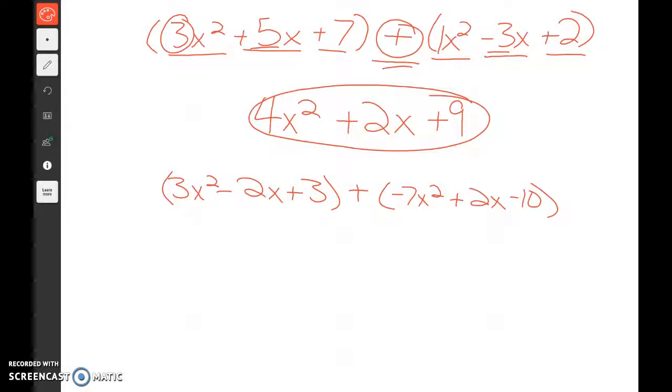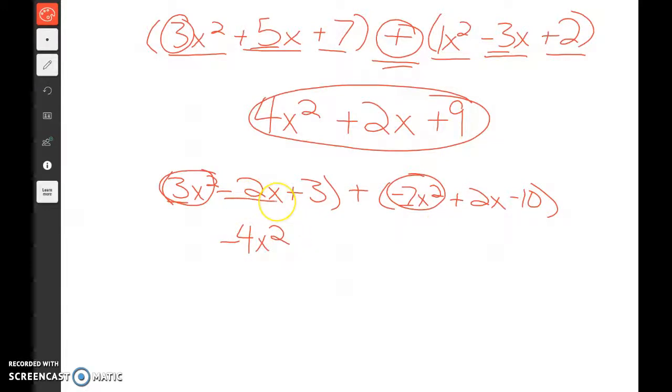All right, so you should have had enough time to go through and try this problem if you paused the video. So let's look and figure out what the answer is. So we start with our x squareds. So we have 3x squared plus negative 7x squared. So 3 plus negative 7, that's going to give us negative 4x squared.